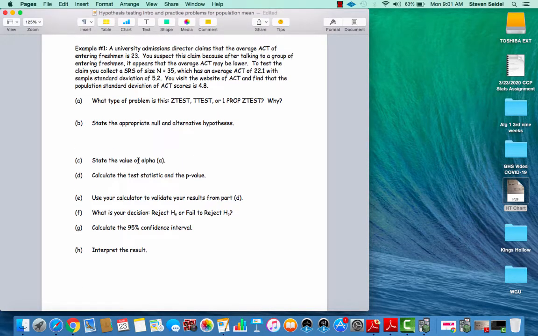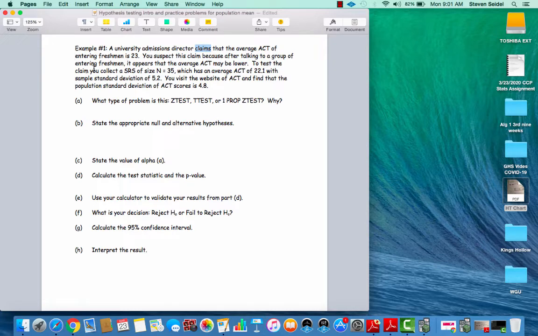It makes things a little bit easier to work in a format. That's pretty much what hypothesis testing is. Remember, the goal is you're testing a claim. So I'm looking at this claim right here. The claim was for ACT.